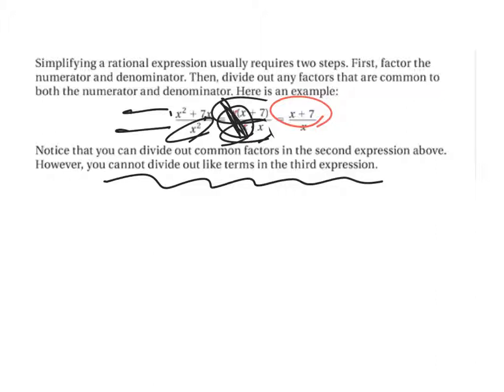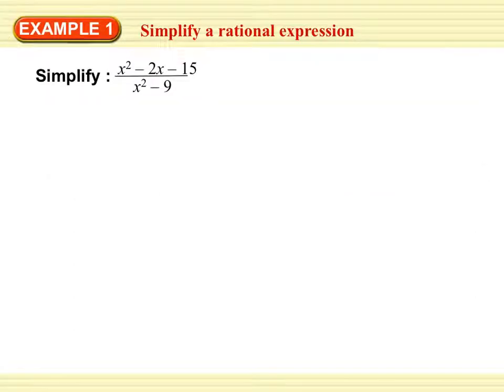Okay, that's not a valid move in math. Here is the most simple form. You're done. All right, so I just told you have to factor the numerator and the denominator, and then cancel things out.